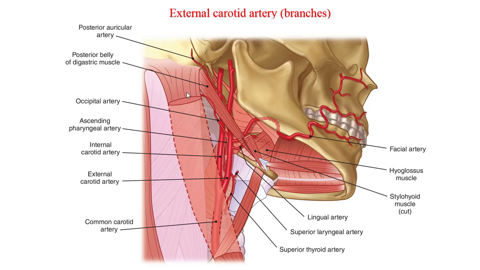Finally, the posterior auricular artery is a small branch arising deep to the parotid gland where it passes between the mastoid process and the external auditory tube. It supplies the parotid gland and the sternocleidomastoid, stylohyoid, and digastric muscles.